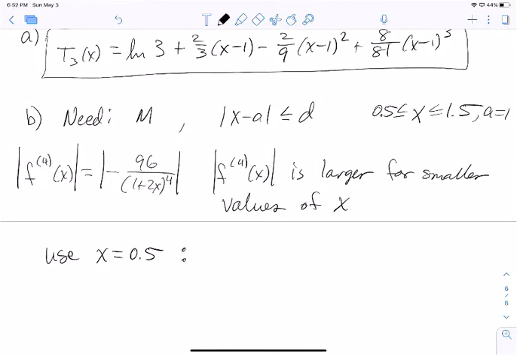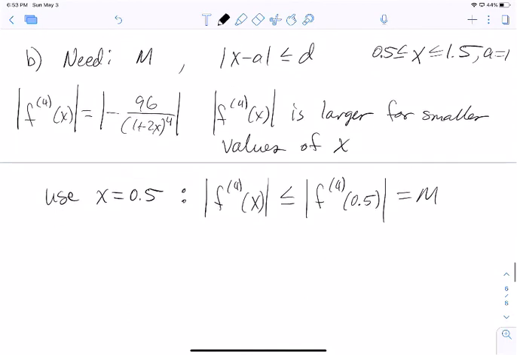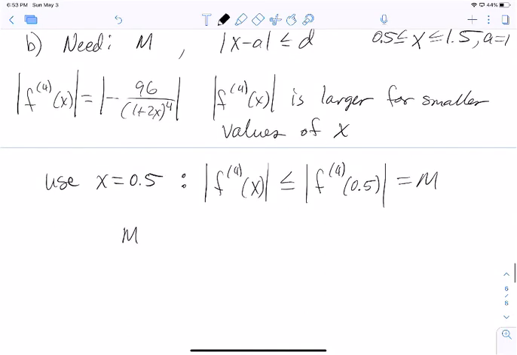So the statement that we're actually making is that the absolute value of the fourth derivative of f of x is less than or equal to the absolute value of the fourth derivative of f at 0.5. That's what we're going to use for our M. Some quick arithmetic will tell us that M is equal to 6.